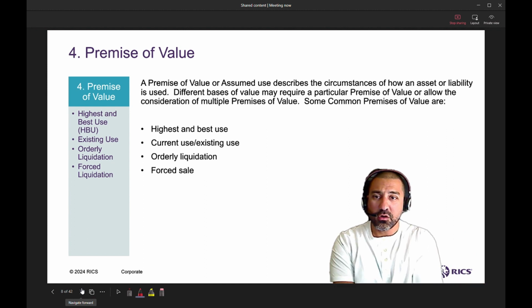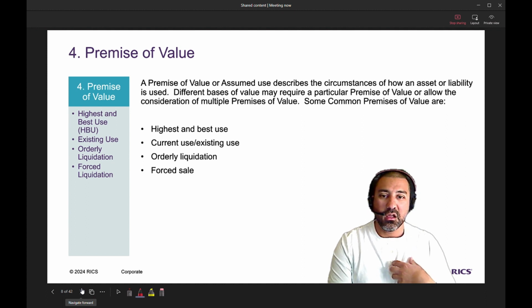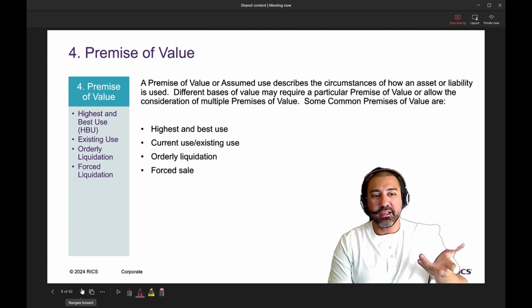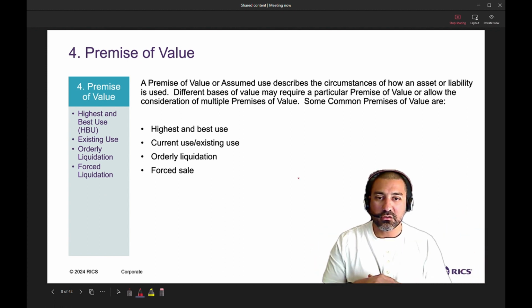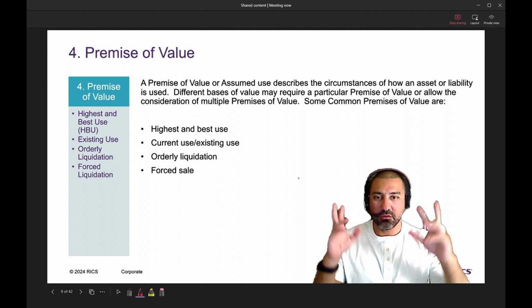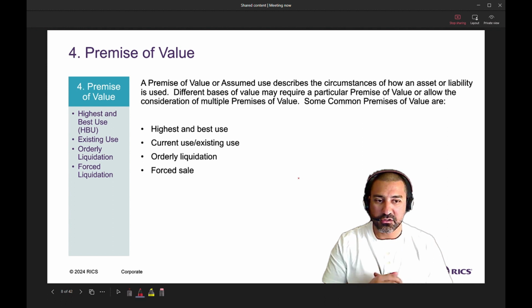The fourth component is called the premise of value. The premise of value is essentially an assumption, right? It's what we are assuming the underlying assumption of value is. The four typically used in the standards are, first, highest and best use, also referred to as development potential. The second one is called current use or existing use. Also, in some other terms, they use the words ongoing concern. So it's to be used as is continuously: current use, ongoing concern.